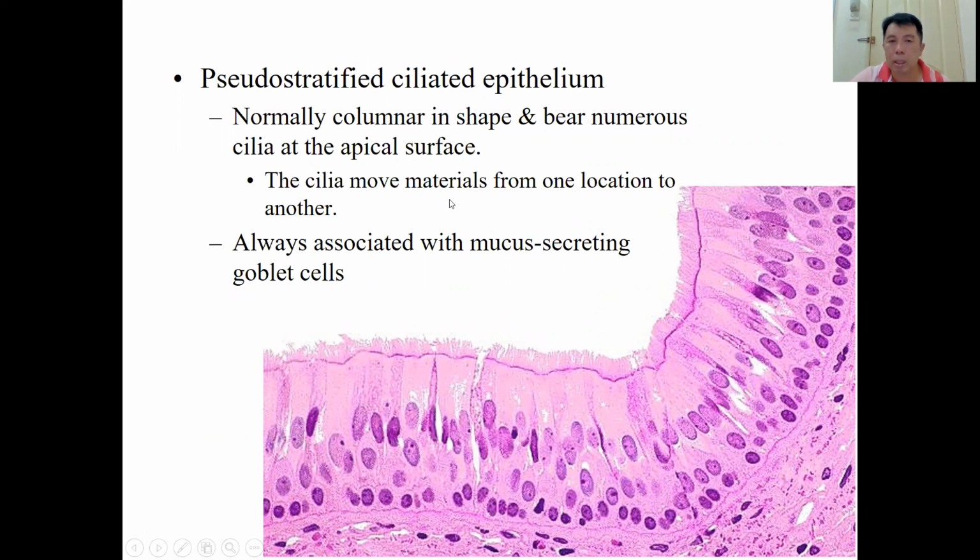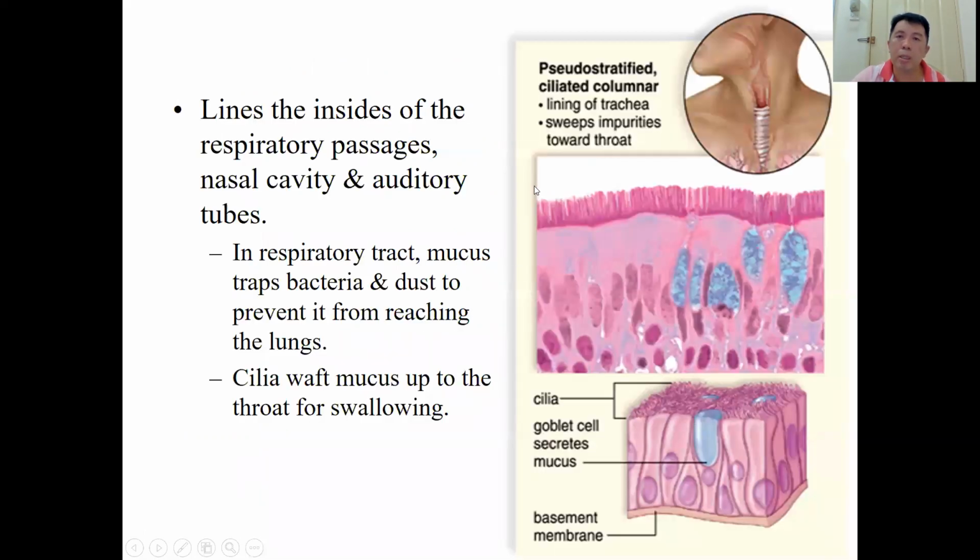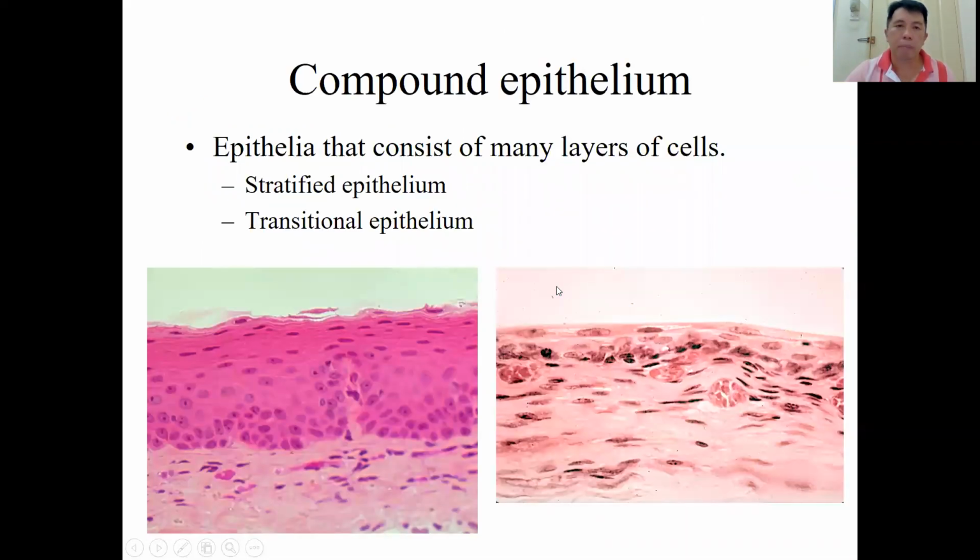Normally they are associated with mucus-secreting goblet cells. For example, this one you find in the trachea. They secrete mucus that can trap dust and also microorganisms. Then the cilia will move the mucus up to the throat. Then you either spit it up or swallow it. So this is the pseudo-stratified ciliated epithelium.